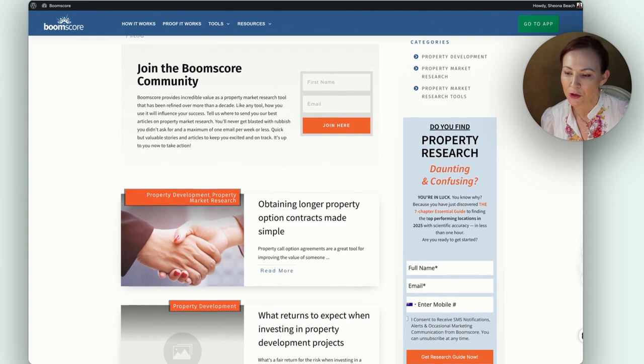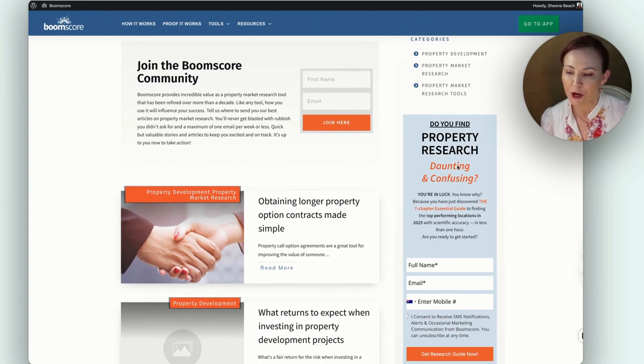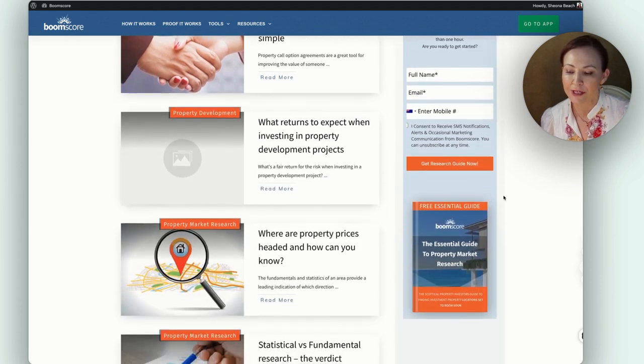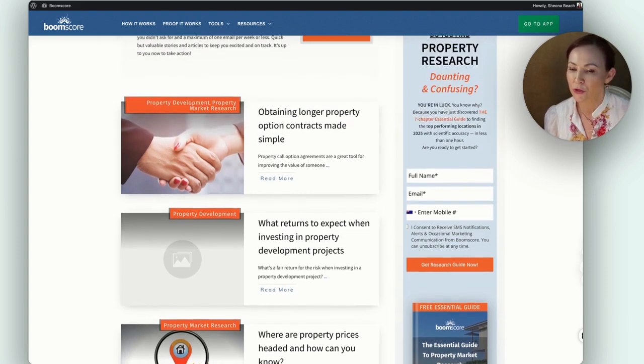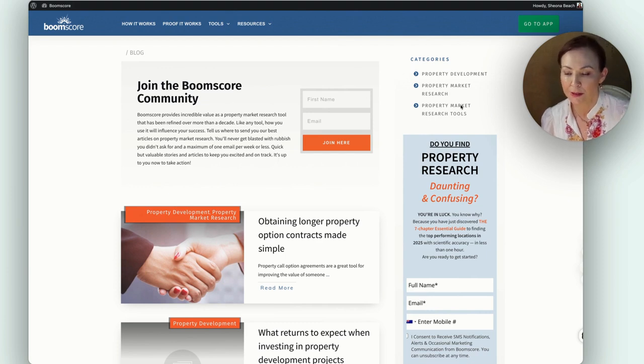And I love the way that you can come here and it says, do you find property research daunting and confusing? You're in luck. And so they give you this free download here. Obviously, if you give them your details, they're going to send you more information. But really, there's so much free information on here. It's great. You can see that I've logged in, and then you have access to this information. They do keep your searches here. So they've got property market research tools. These are the categories that they've got in their blog, and a plethora of information.